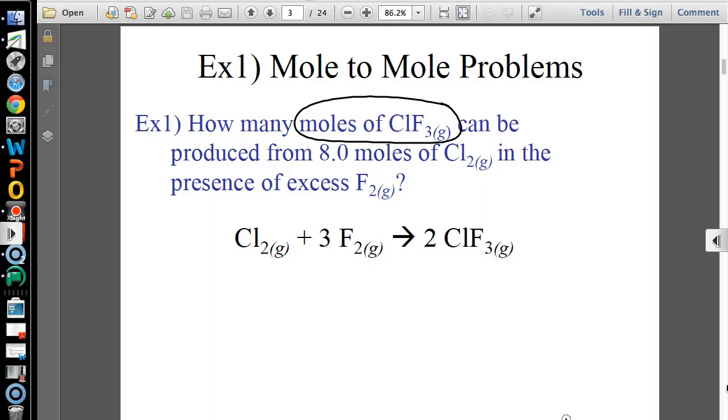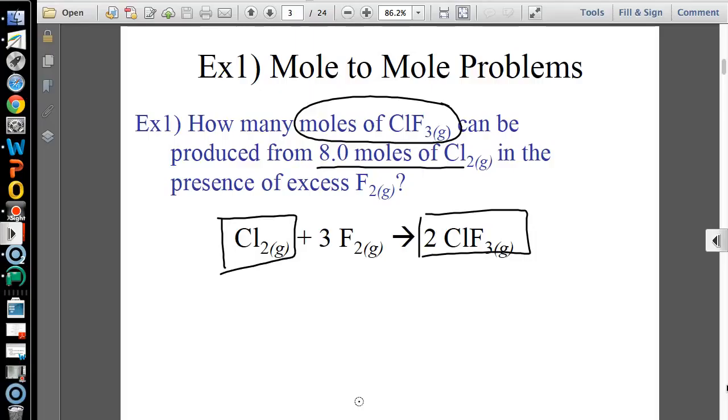Does that have a buddy? Is that friends with anything? All right, now all these mole ratios are going to be coming from the balanced equation, so we're going to be drawing our squares around stuff in the balanced equation. I know I'm dealing with ClF3, so that's one part of my fraction, or my mole ratio. And then I know I'm dealing with chlorine. When we're dealing with these problems and they say in the presence of excess F2, that just means you have plenty of it.